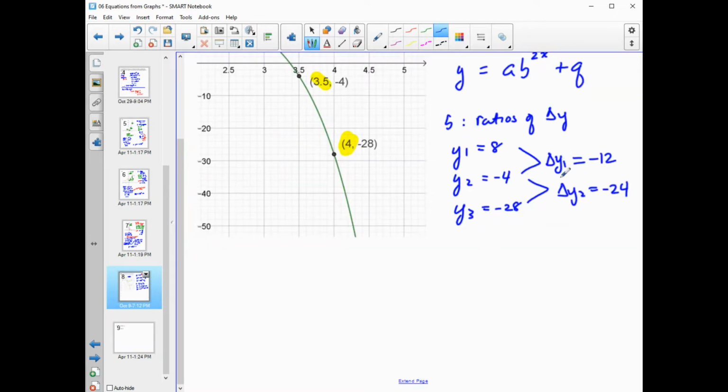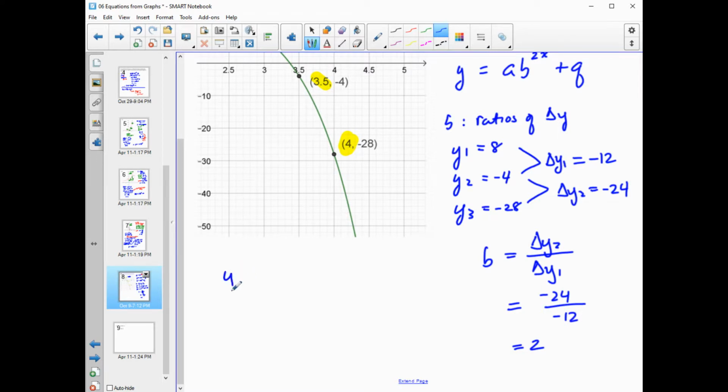Again, I only have a pair of these to use, so my 3 points have turned into 2 deltas. So my ratio is just going to be the b value. I don't get to compare it against anything else. It's going to be delta y2 over delta y1, which is -24 over -12, which works out to be a fairly simple b value of 2.